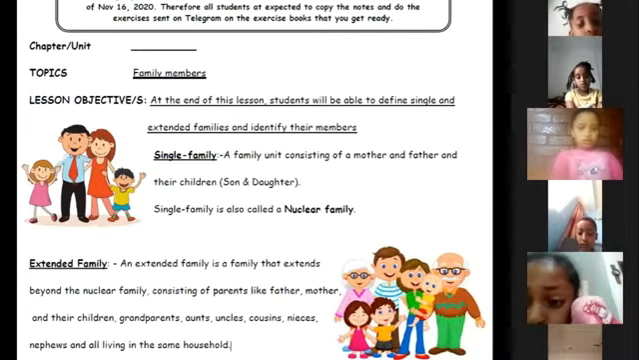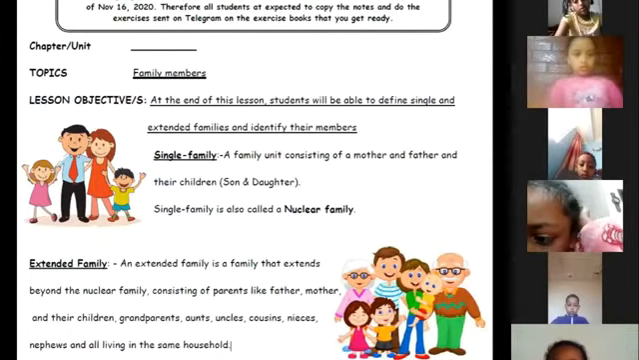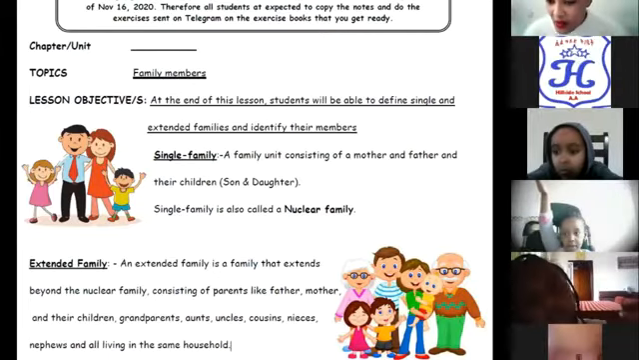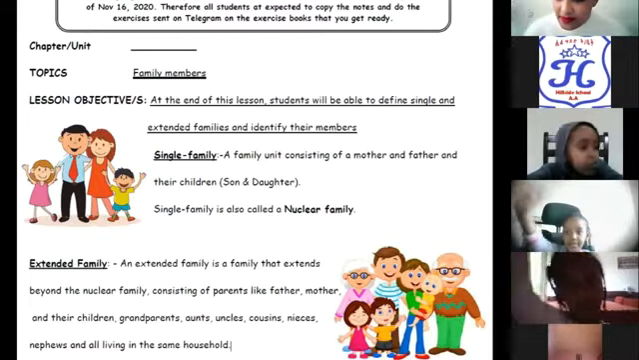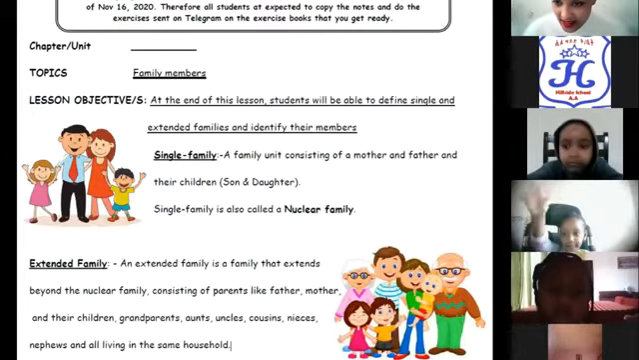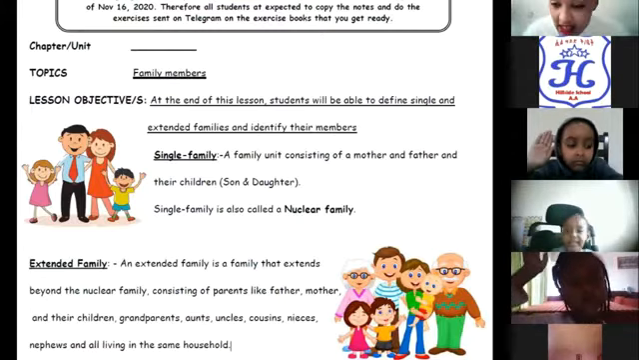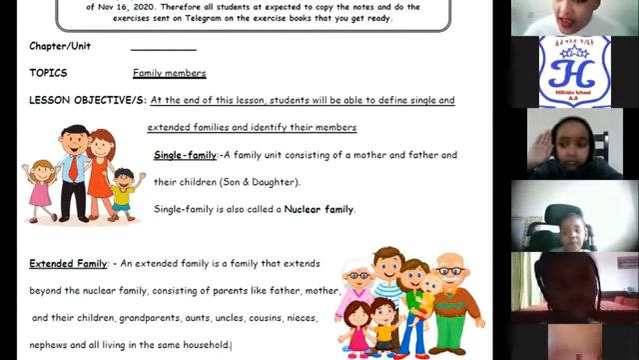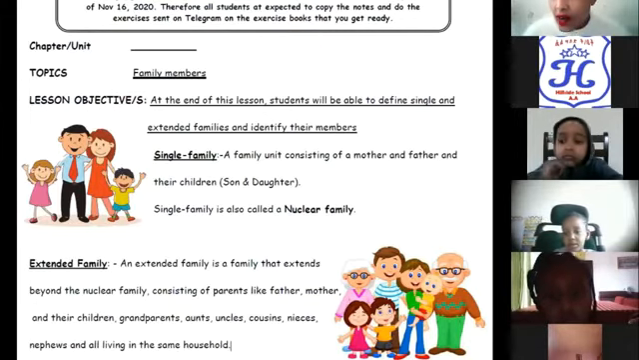Cousin. Radit, do you know cousin? If you know, please wave your hand. Cousin? Leah, do you know cousin? Okay, let me tell you. Cousin is the child of your uncle or your aunt.